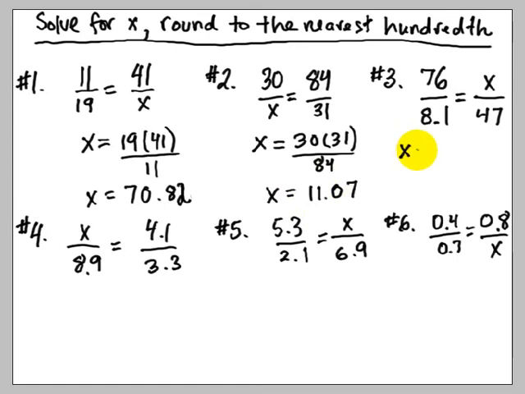This one, this is the cross with both numbers, so I multiply them and I divide by the other guy. 76 times 47 divided by 8.1. And I get my answer to be 76 multiplied by 47 divided by 8.1. The answer is 440.99.